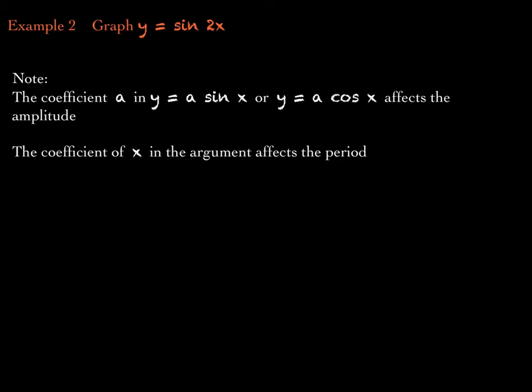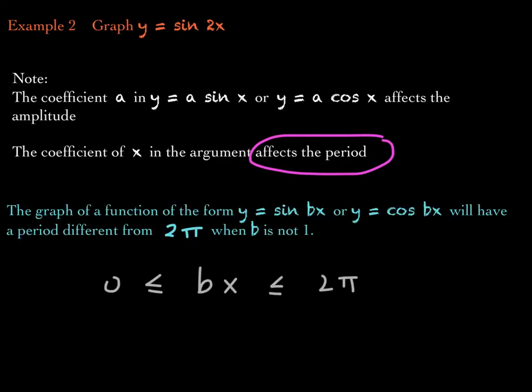The coefficient a in this equation, y equals a times sine of x, or in this equation, y equals a times cosine of x, affects the amplitude. We just said that, right? A here represents the amplitude, but the coefficient of the variable x in the argument affects the period. Please note in your notes that the coefficient 2 of x represents a change to the period. Let me see if I can prove that for you.